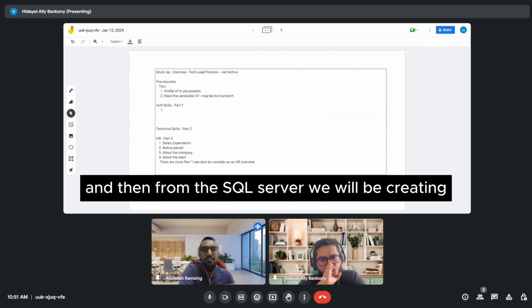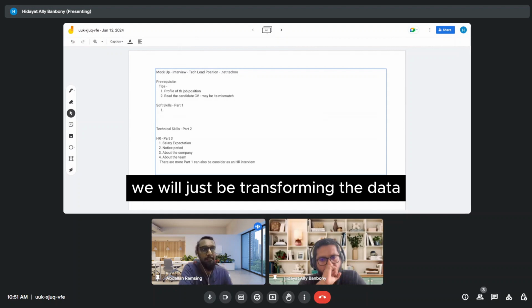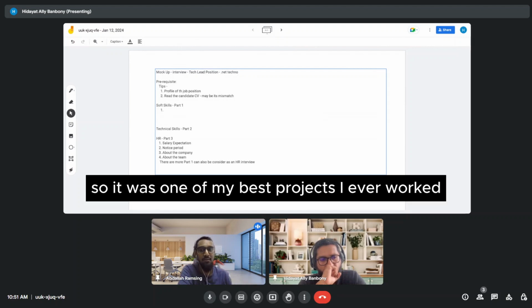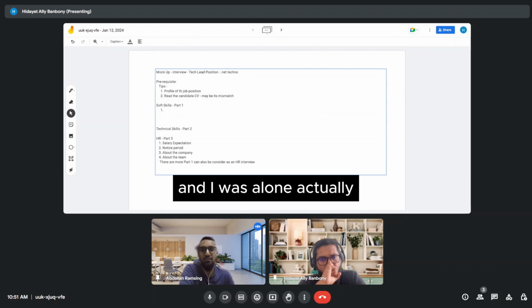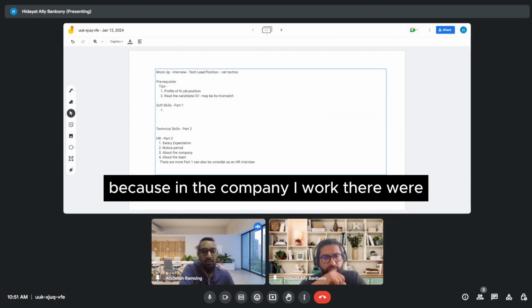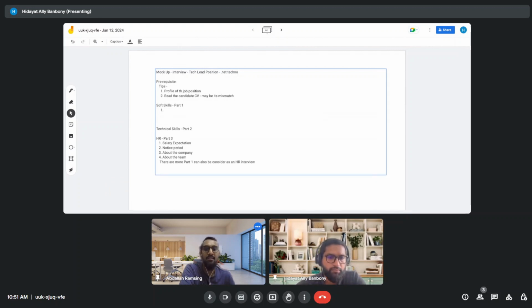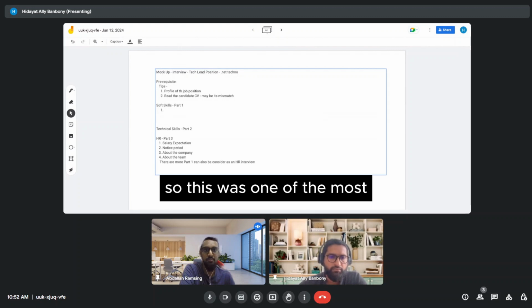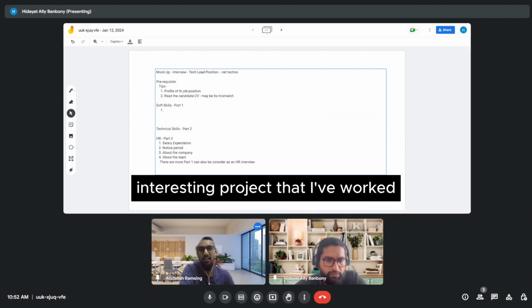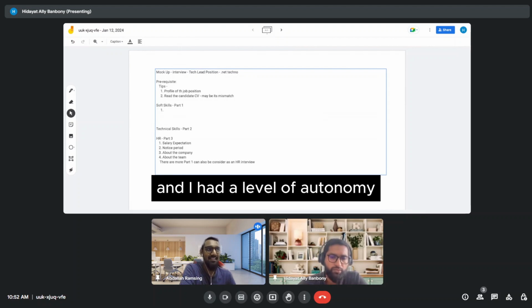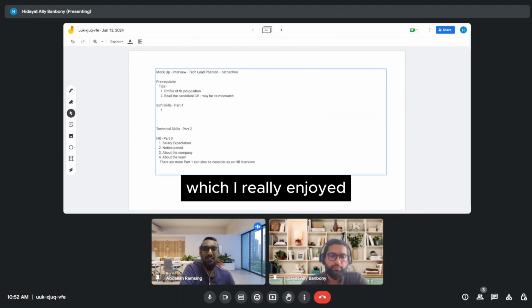And then from the SQL server, we would be transforming the data to send to an accounting system. So it was one of my best projects I ever worked on, and I was alone actually because in the company I worked for there were not really programmers, let alone .NET developers. So this was one of the most interesting projects that I worked on very early in my career by myself, and I had a level of autonomy, which I really enjoyed.